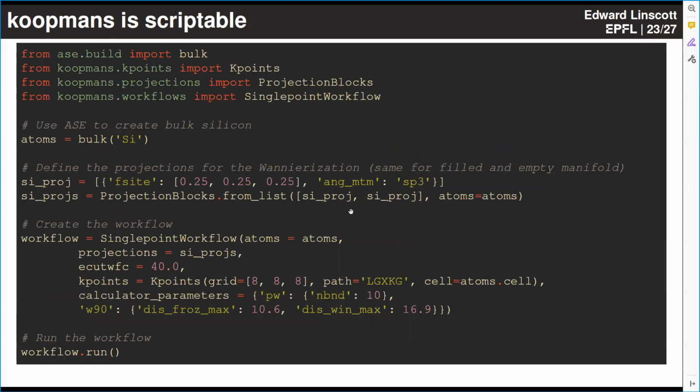And then finally, because it's all written in Python, you don't even need to deal with an input JSON file. You can just write a Python script that does exactly the same thing. So this is a Python script that is performing exactly the same calculation, but without the input file. So this is equivalent, and hopefully you'll find it very straightforward to use.